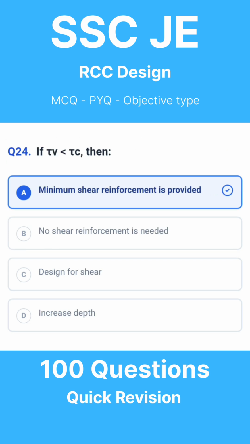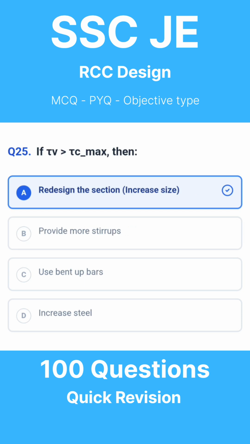Question 24. If tau v is less than tau c, then. The correct answer is minimum shear reinforcement is provided. Question 25. If tau v is greater than tau c,max, then the correct answer is redesign the section, increase size.